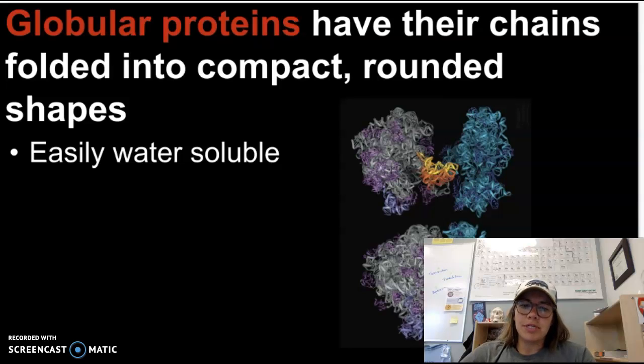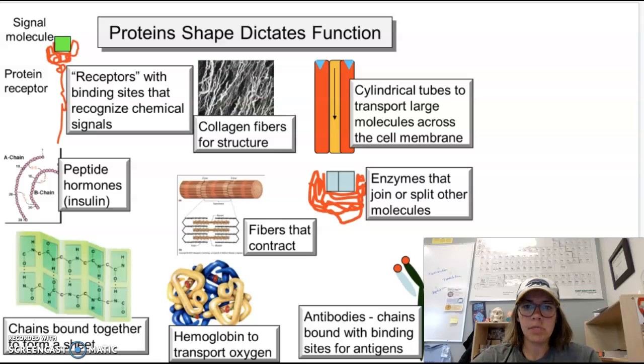And then globular proteins have their chains folded into compact, rounded shapes. These are often easily soluble in water. So protein shape dictates its function. So a signaling molecule is going to be a receptor with binding sites that recognize chemical signals. Okay, now peptide hormones, insulin, it's a chain. It's going to send its signal out as a chain.